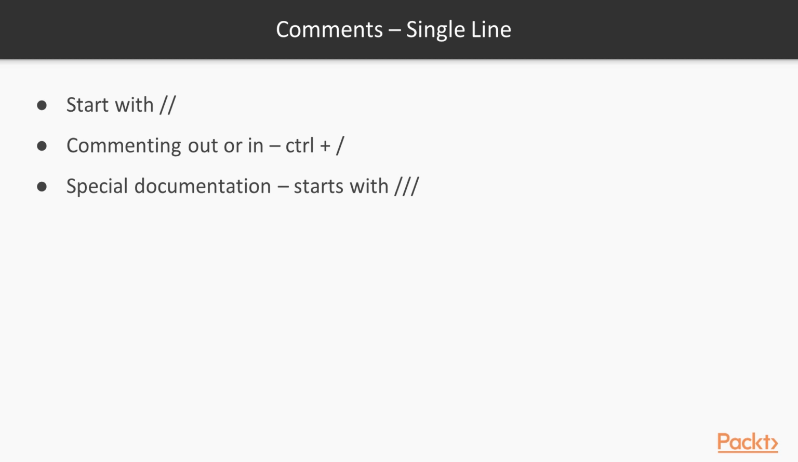Single-line comments start with 2 slashes. A compiler ignores all the characters that follow until it encounters the end of the line control characters. If you want to quickly comment out or in a block of code, use the Ctrl plus / key combination. If a comment starts with 3 slashes, it is treated as a special documentation comment, which can be used for displaying documentation hints in the code editor and documentation generation. It is a good practice to properly document your code with comments, so it is easier to read and maintain it.